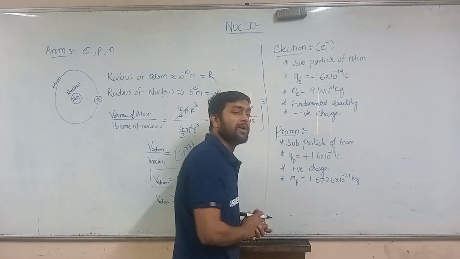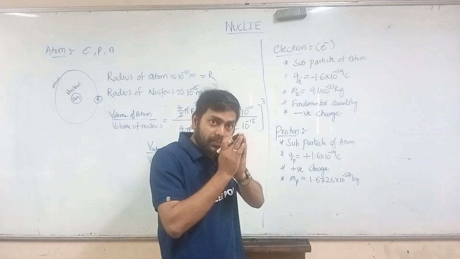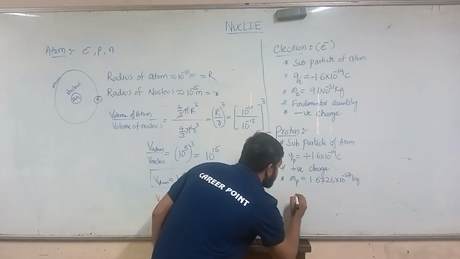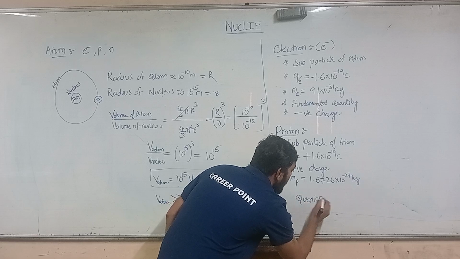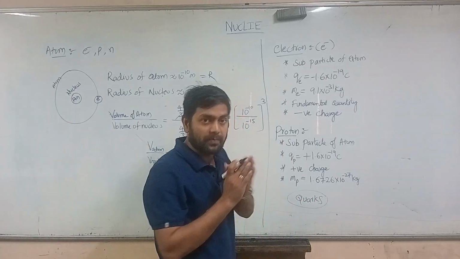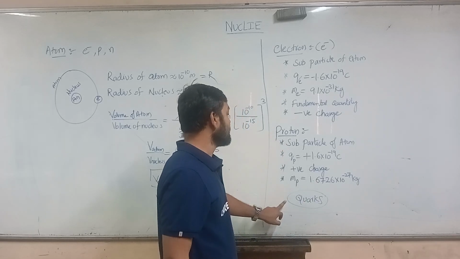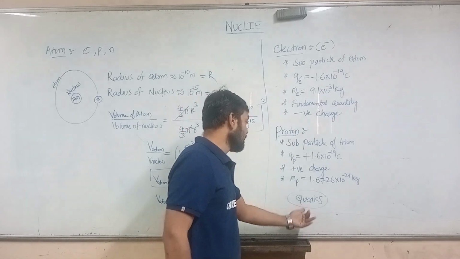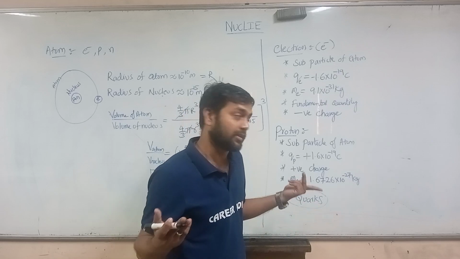Is the proton a fundamental quantity? No. Why? Because the proton can be split into quarks, Q-U-A-R-K-S. Just write Q-U-A-R-K-S. So the proton can be split, and for that reason we can tell that the proton is not a fundamental quantity. It can be split into quarks. Then we can say the quark is a fundamental quantity.